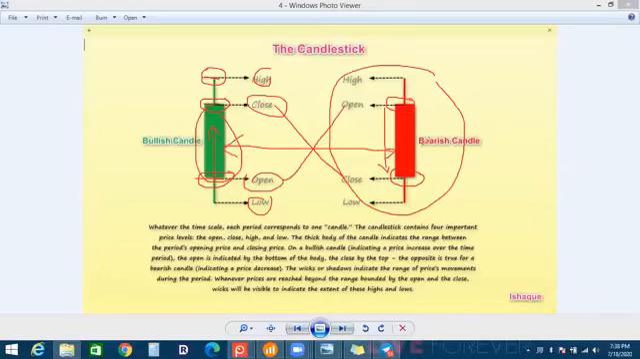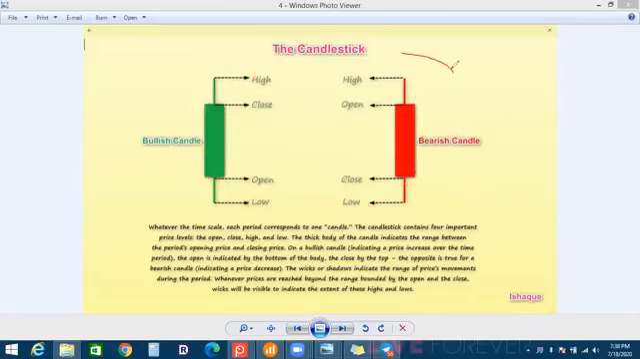Why is the color red? Because the price is down. The price is negative here. Here the price is positive. From the open, here the price is negative. So that's the difference. In this way, we can analyze the high, low, close, and open information from the candles.